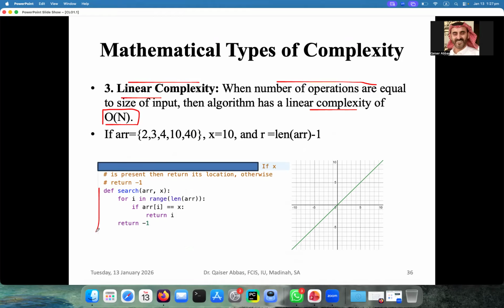And for this search algorithm, if array is this, this is the element that you have to find. And the length of the array, what if the length of the array is 5? So 5 minus 1, 4. So in the array you will have index 4. And for i in range length of array, this loop is executing n times. Length of array is 5, and range 5 will start from 0, 1, 2, 3, 4, but not 5. The last 5 will not be considered.